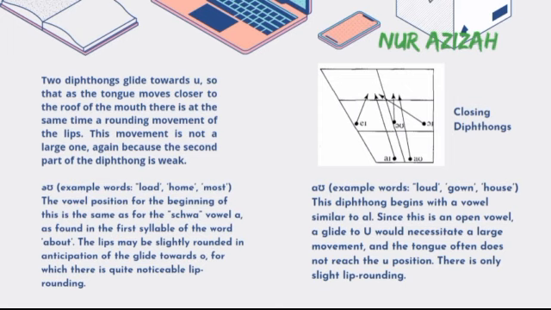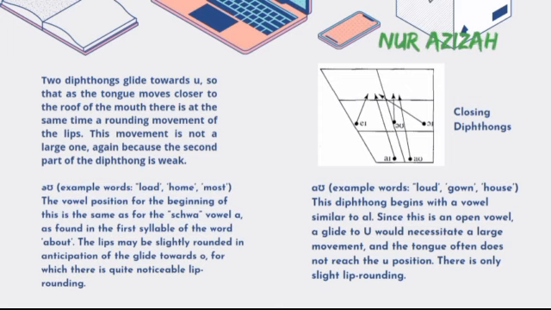The vowel position for the beginning of this is the same as for the schwa vowel, as found in the first syllable of the word about. The lips may be slightly rounded in anticipation of the glide toward U, for which there is a quite noticeable lip rounding.